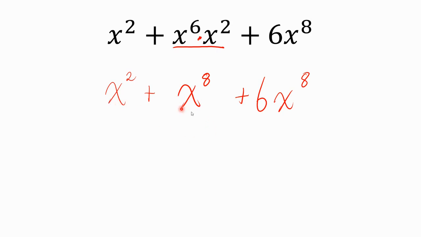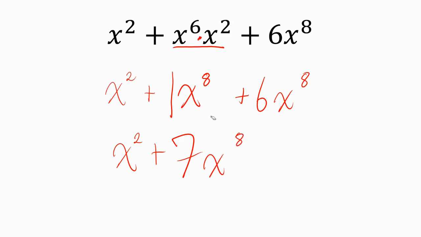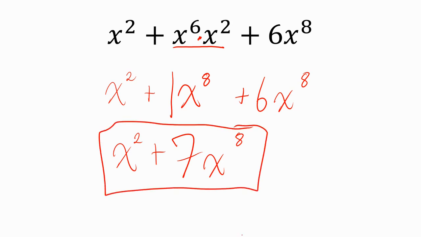But I see that I have x to the power of 8. That's really 1x to the power of 8, plus 6x to the power of 8. So yes, these ones are like terms, so these ones I can add. So my x squared just stays out front, x squared plus, but what is 1x to the power of 8 plus 6 more x to the power of 8? Well, that's going to be 7x to the power of 8. Okay, and like we said, we cannot add these together because they're not like terms. They don't have the same exponents, so this is as far as I can go.